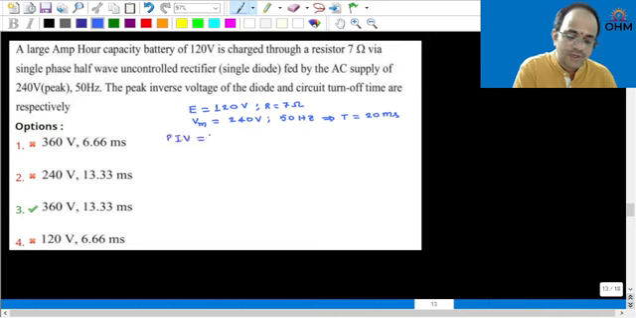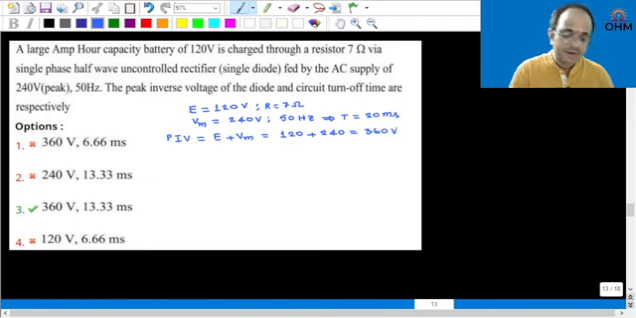PIV rating in case of RE load is equal to E plus Vm. So this will give you 120 plus 240. This is equal to 360 volt. What is the circuit turn off time?